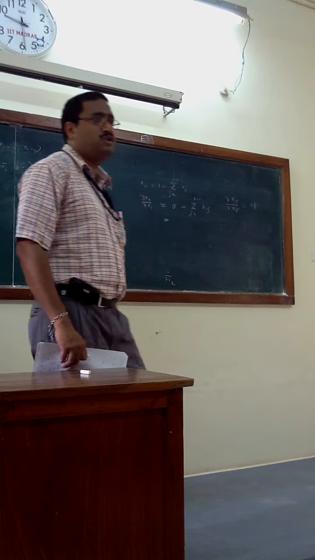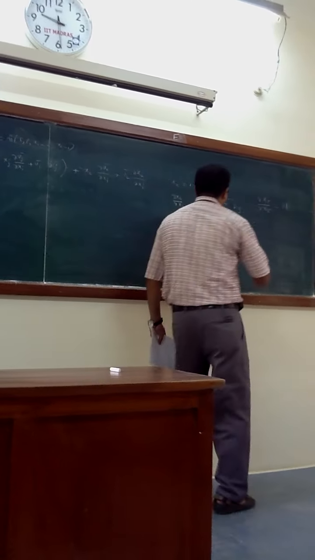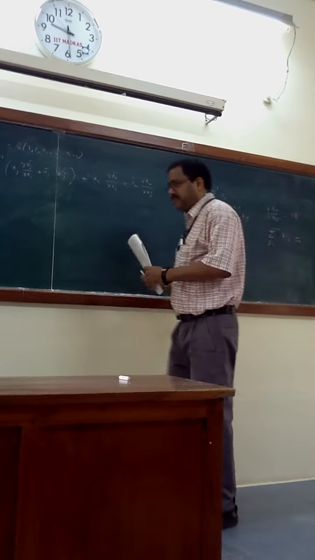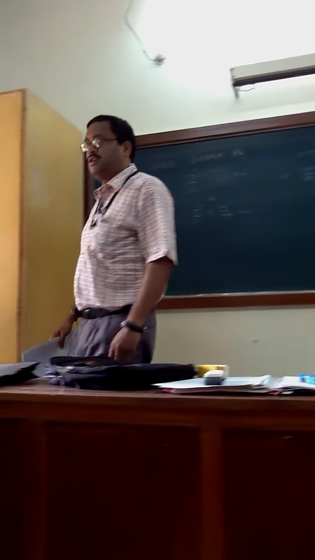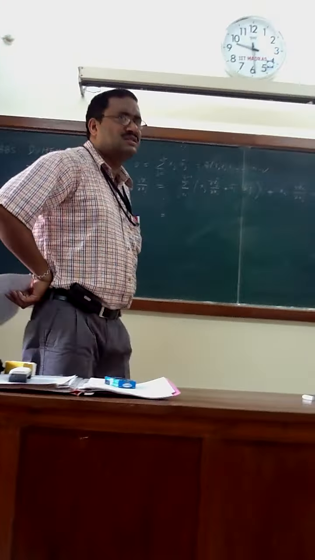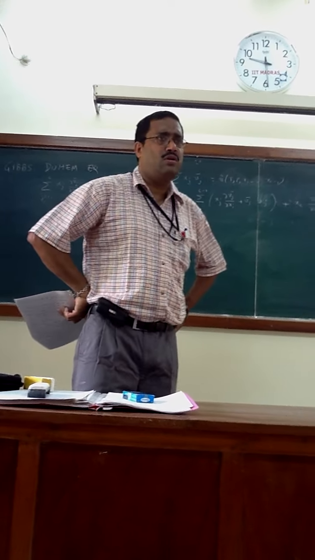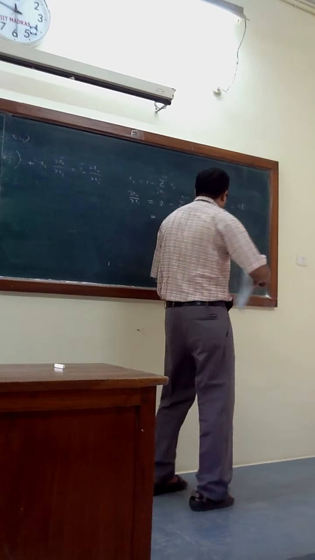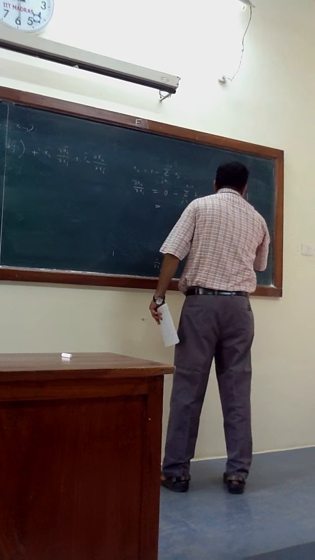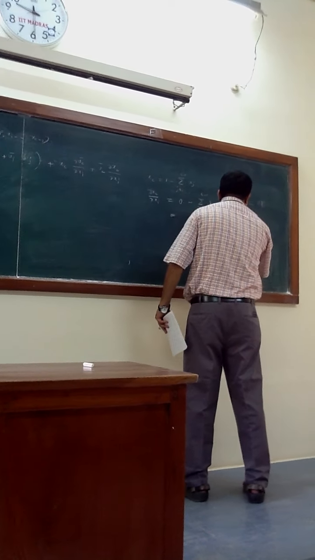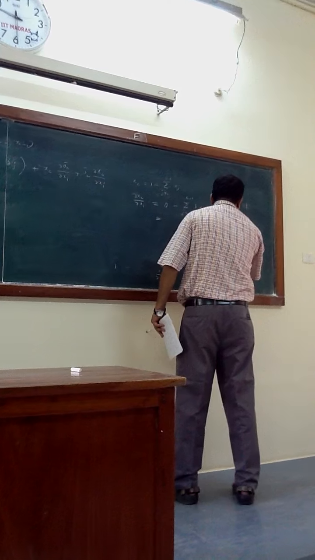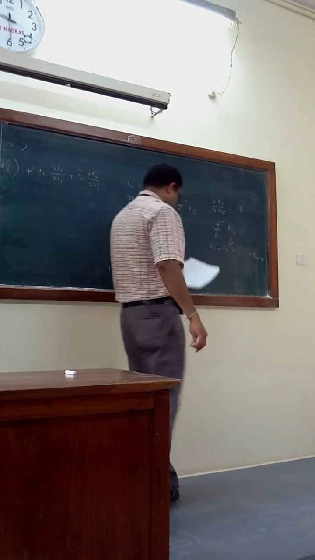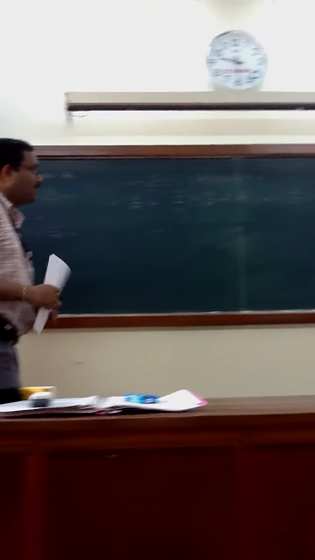If summation over j equals 1 to c minus 1 of delta ij equals 0 if i is not equal to j, then summation of delta ij equals 1 if i equals j, right? So what will actually happen if you expand it: it will be delta i1, delta i2, up to delta i(c minus 1). Okay?